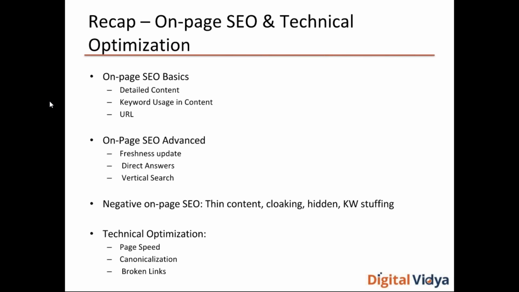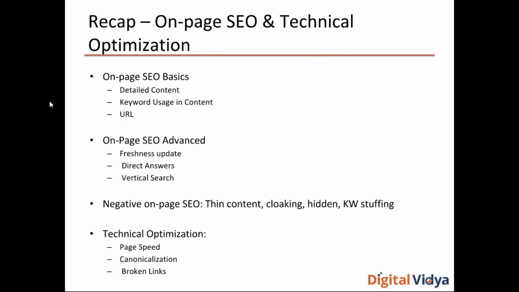The primary keyword should be there in your URL. It should be there in your title, and it should be there in the content also. The H1 heading tag also should have your primary keyword, and then your content should have all the relevant keywords that you're targeting for a particular page.